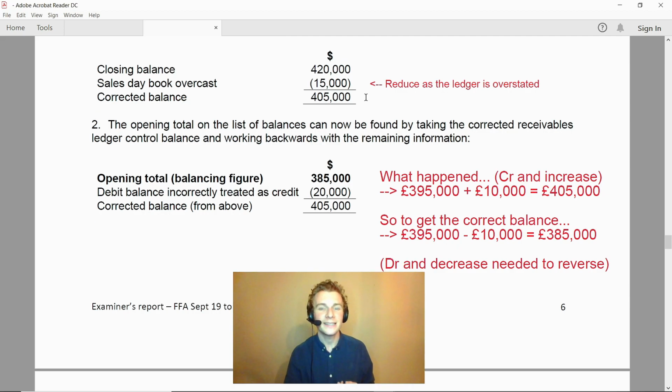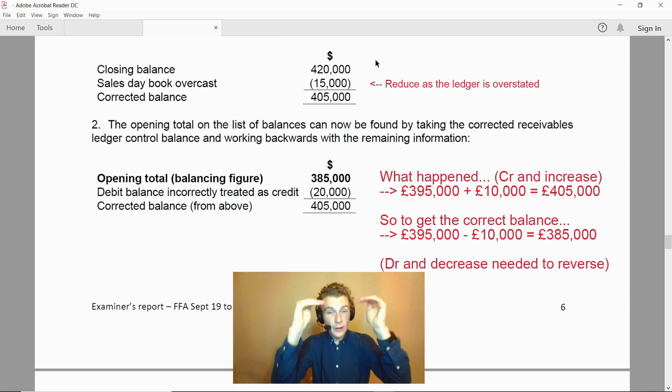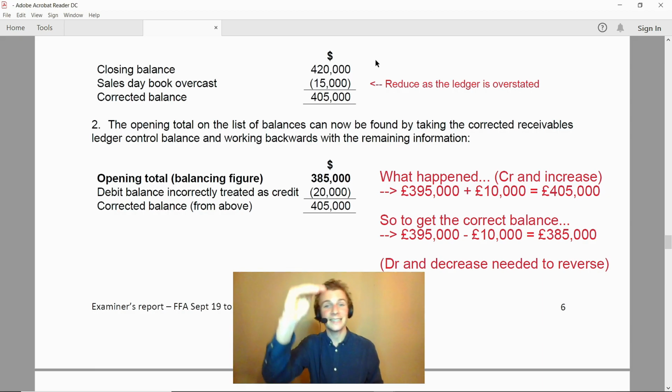So we've got the 420,000. As we said, it's overstated, isn't it? That 420,000 is too much, so we've got to reduce it down by the 15,000. That gives us our now correct closing balance of 405. So I'm hoping that is crystal clear.